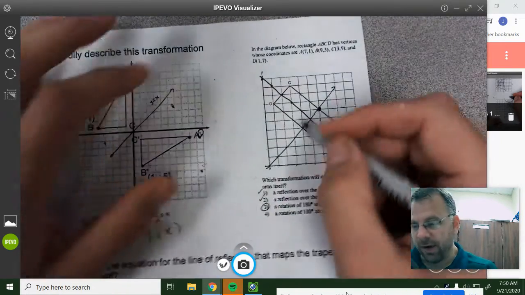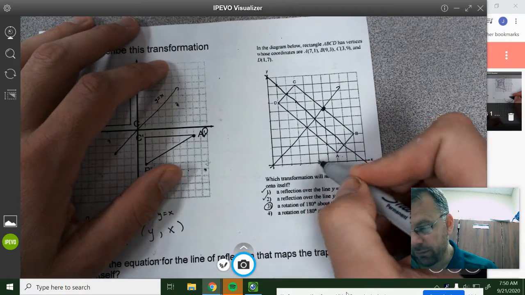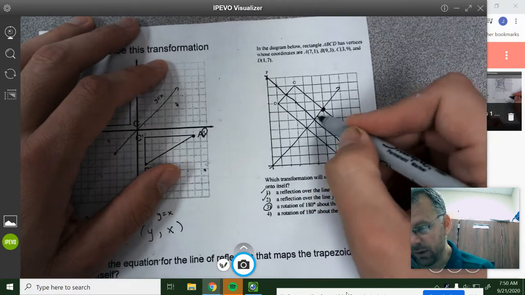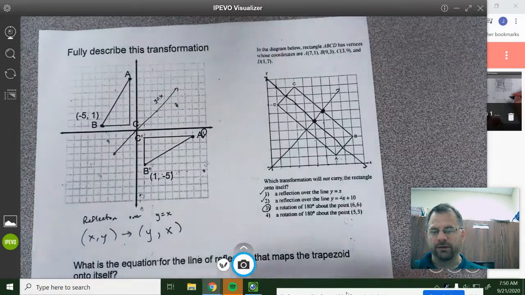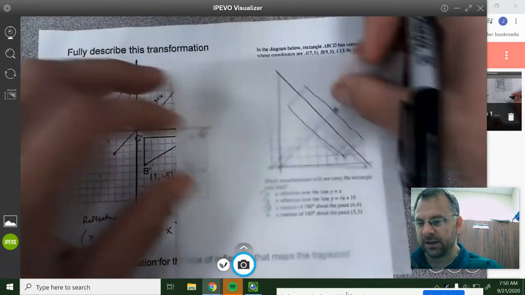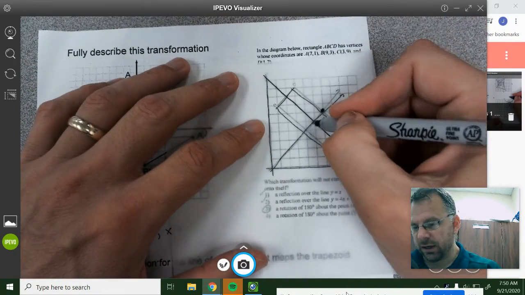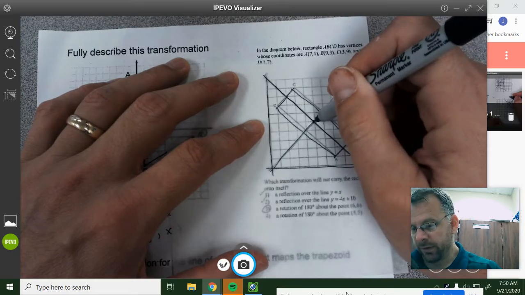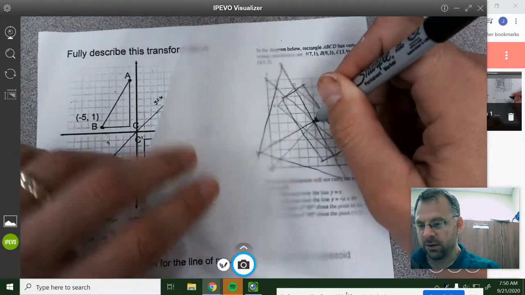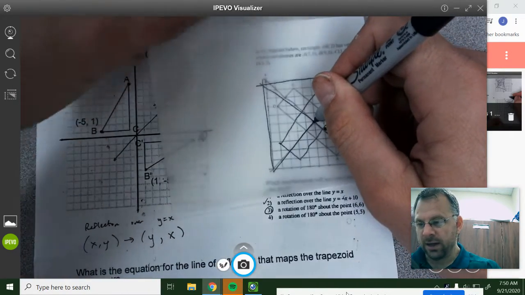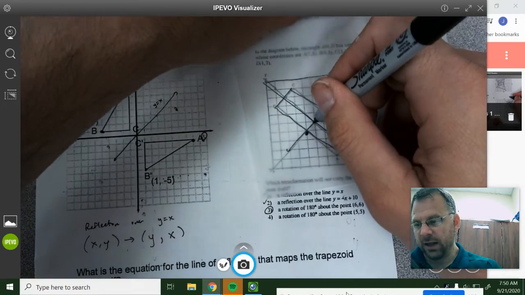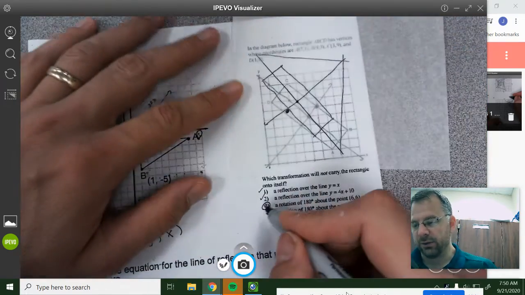Let's try the point 5, 5. 1, 2, 3, 4, 5. 1, 2, 3, 4, 5. What if that one was my center that I was rotating it around? If I put that in the middle and I rotate it, there we go, 90. There's my 180. Aha, that one works. It puts it right onto itself.